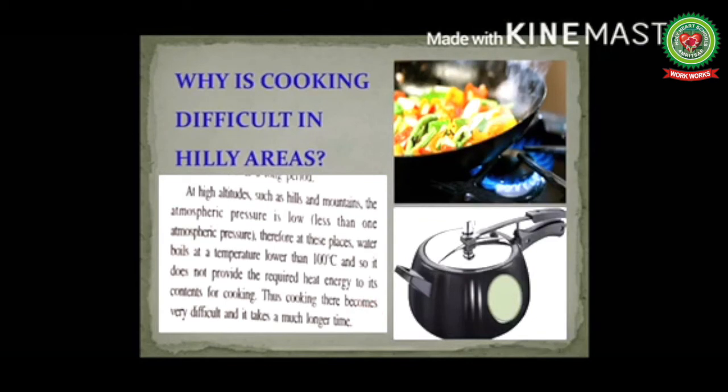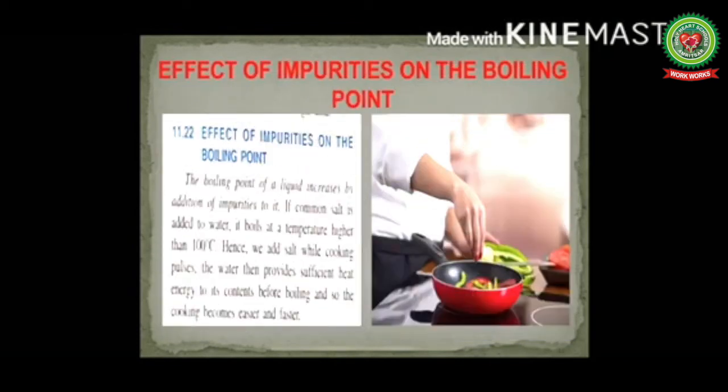So, to avoid this, we use pressure cookers. And I have already told you the reason. In a pressure cooker, the temperature increases, the boiling point increases from 120 to 125 degrees Celsius. Fine. Due to which the food will get sufficient heat for proper cooking.